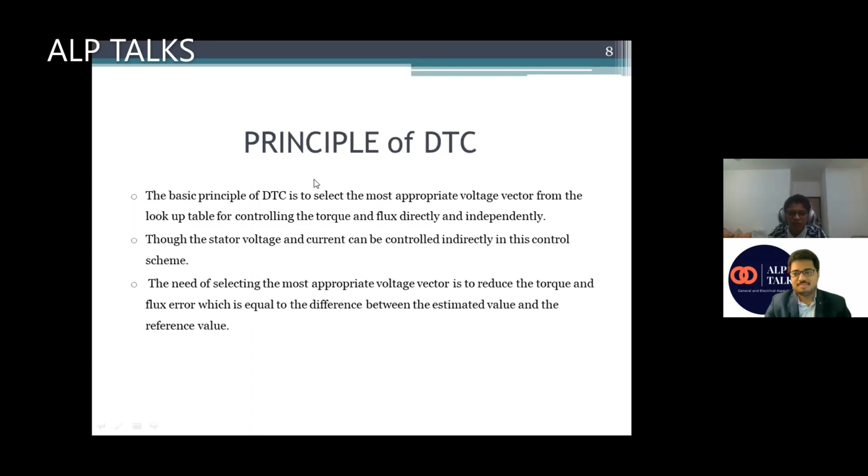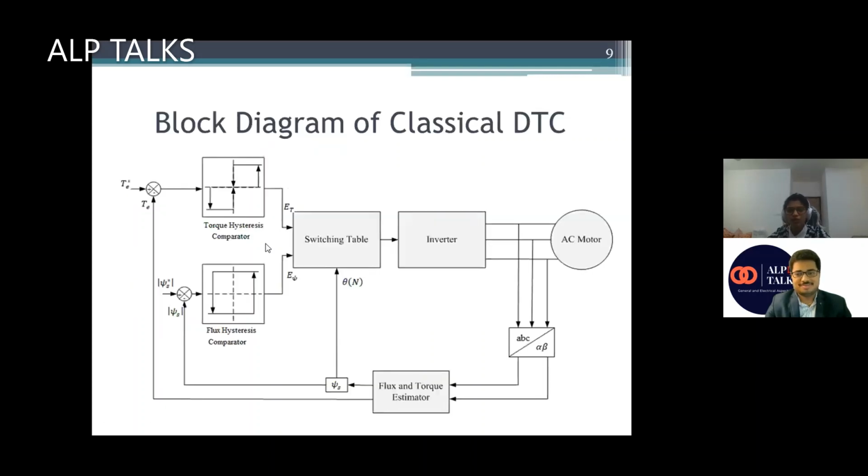There are two hysteresis controllers, a flux controller and a torque controller, which I'll explain later. The outputs of these two controllers, along with the sector in which our voltage vector is lying, make our lookup table. The output of that lookup table, the appropriate voltage vector, will go to the inverter, and the output of that inverter goes to the motor. This is how it works. So this is a block diagram, which you can understand nicely.